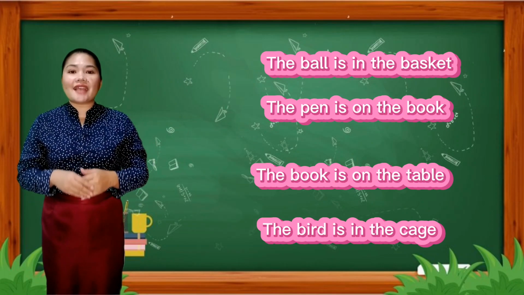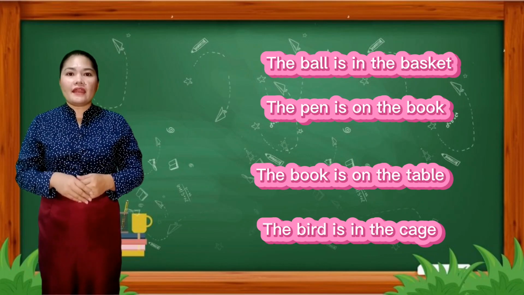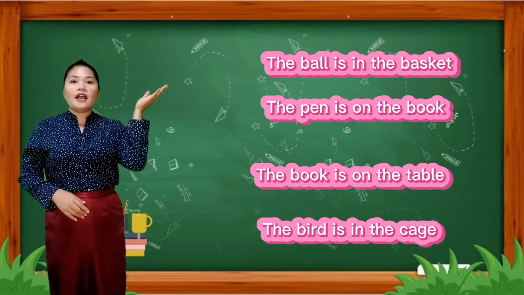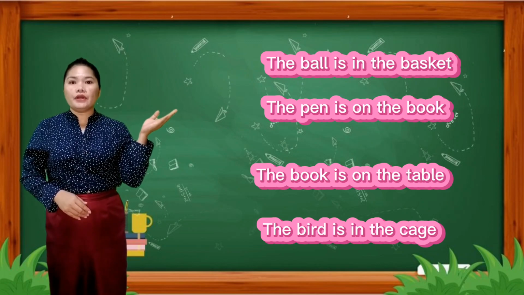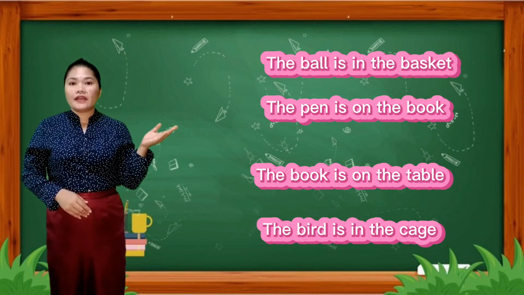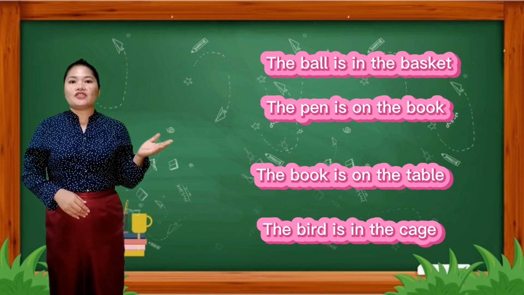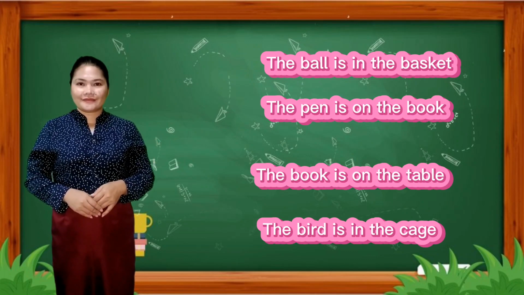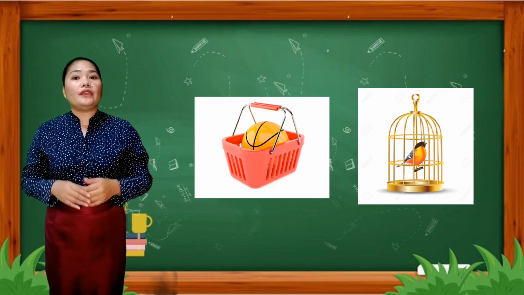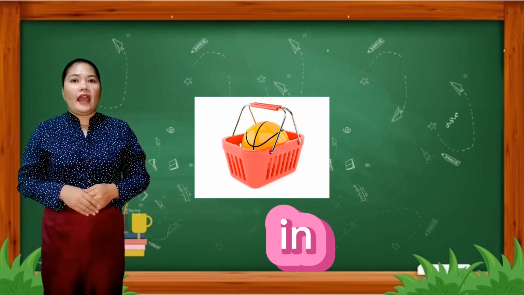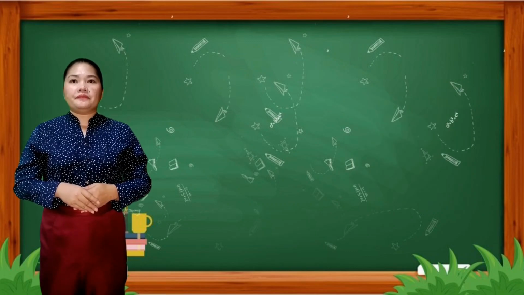Let us read the sentences you answered. Everybody, read. The ball is in the basket. The pen is on the book. The book is on the table. The bird is in the cage. So, when the object is inside, we use preposition in. And when the object is on top, we use preposition on.